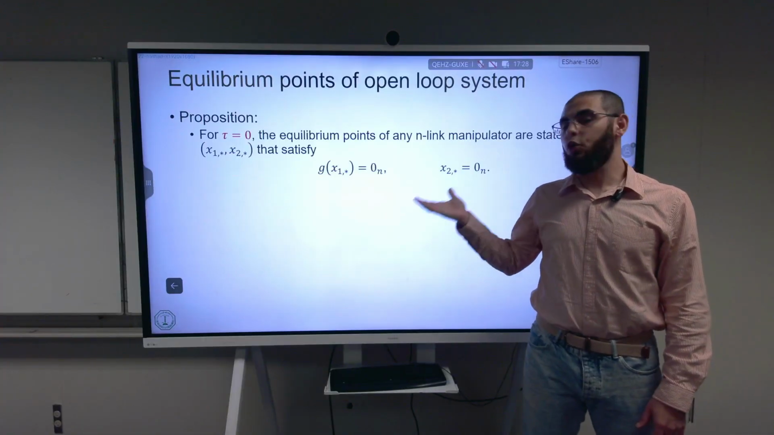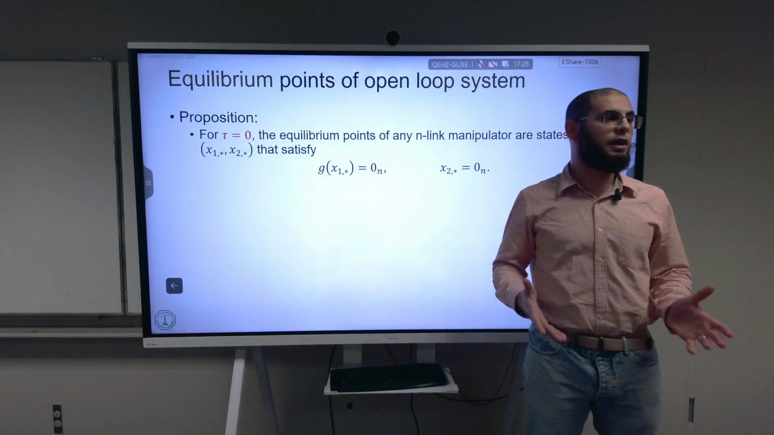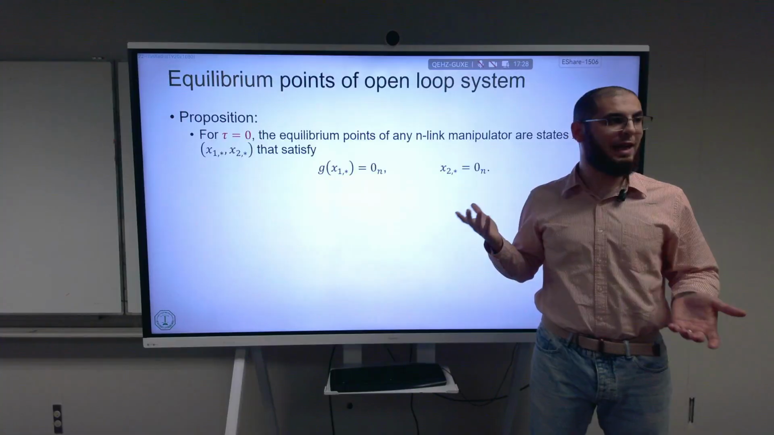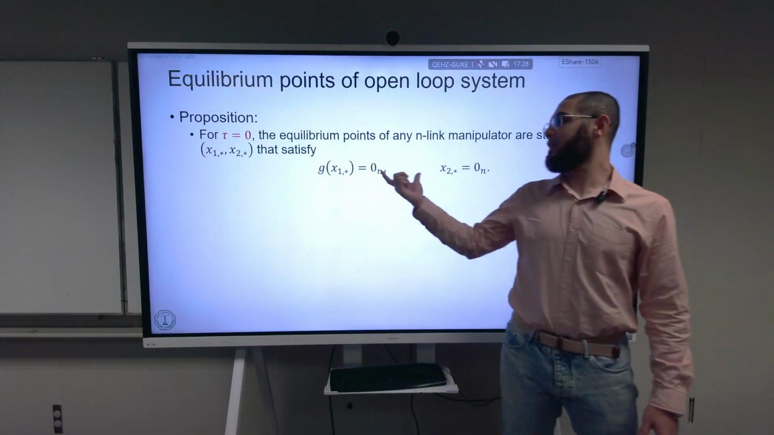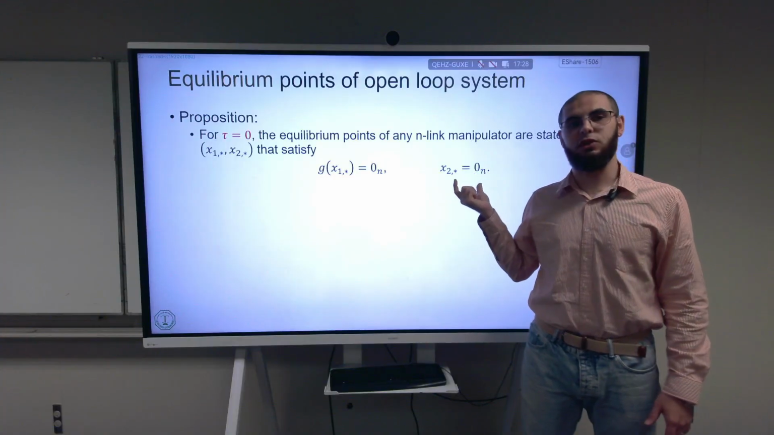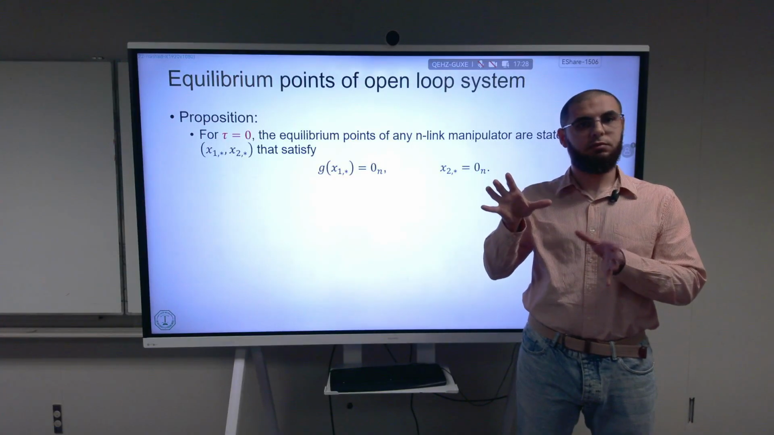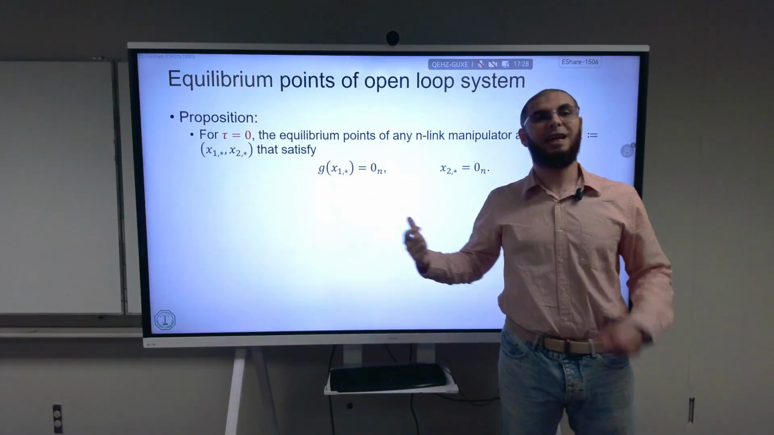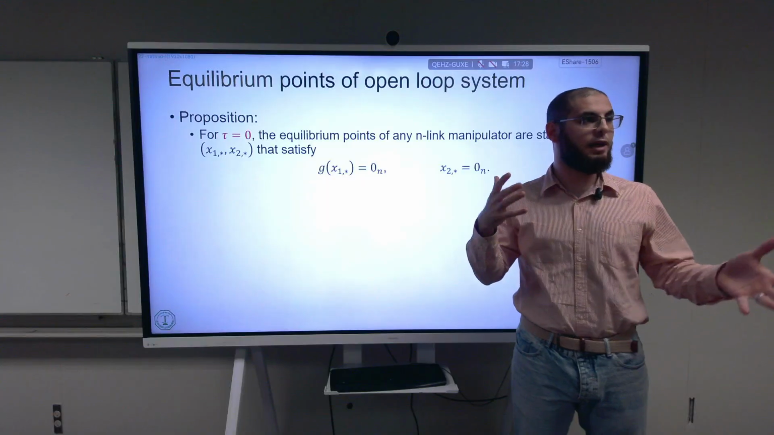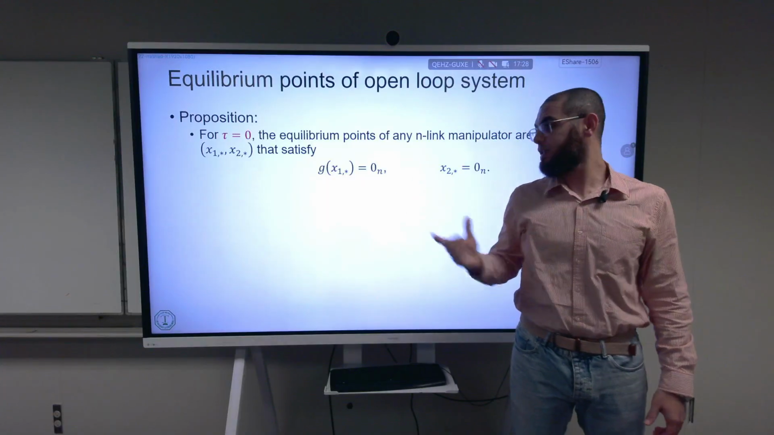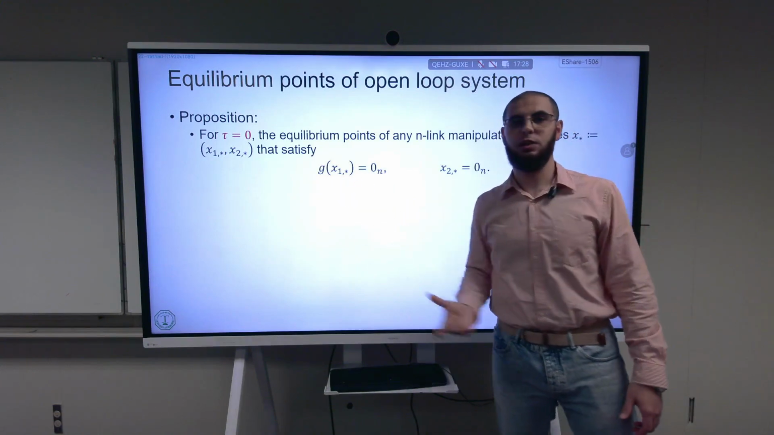So in order to identify which configurations would be valid equilibrium points for an n-link manipulator, they are simply the configurations that have 0 velocity. So at those configurations, the joints are not moving. And at the same time, you should counteract gravity. So the gravity should not produce any torque. This is exactly what this G of x1 star means.